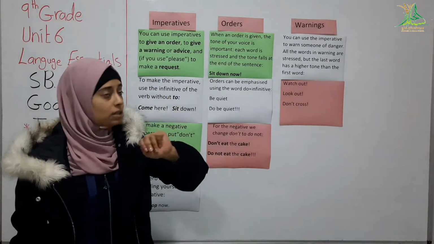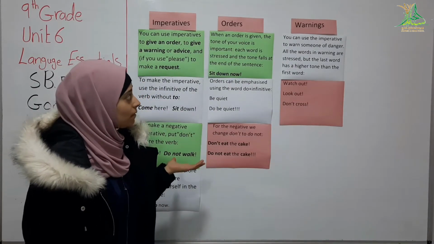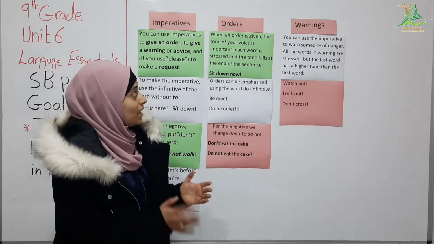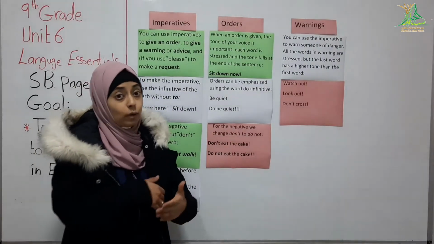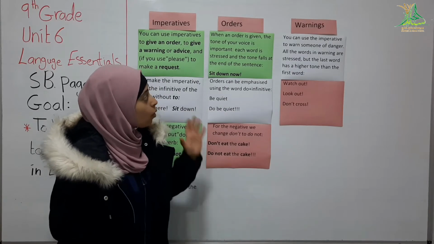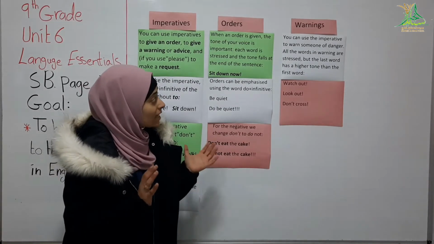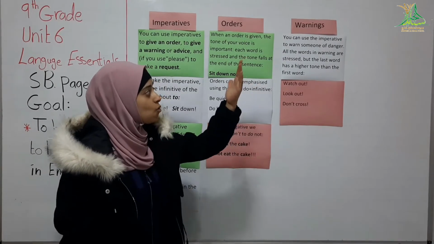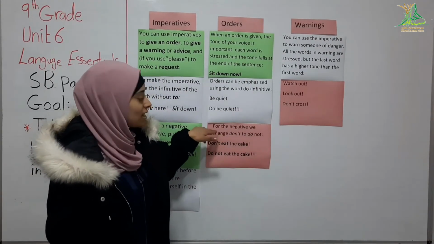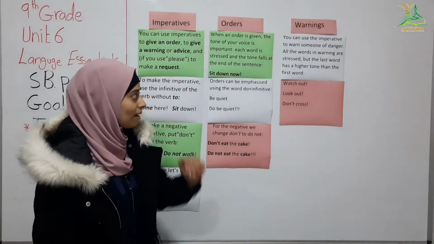Moving to the third part, which is warning. You can use the imperative to warn someone of danger, because you are afraid that he would be in danger, so you will warn this person. All the words in warning are stressed, but the last word has a higher tone than the first word. It is in contrast to the orders. Here we start from higher to lower. Here we start from lower to higher, okay?